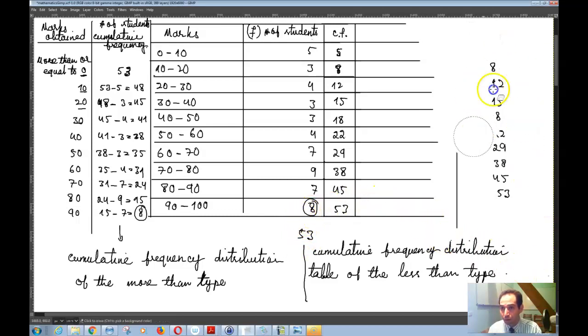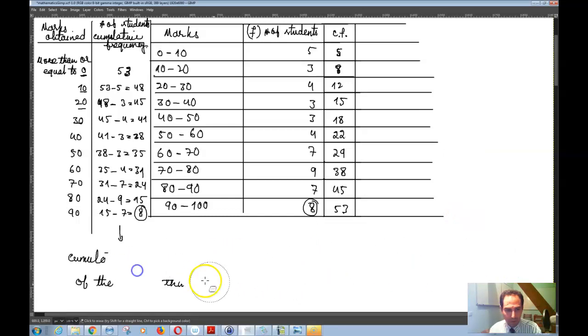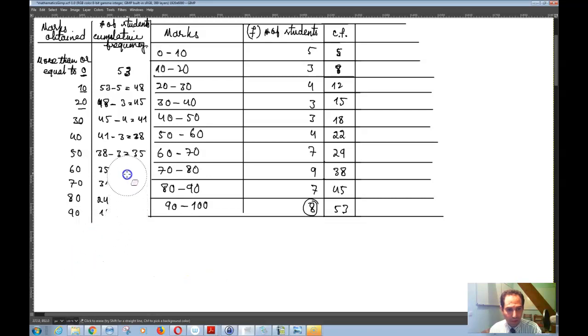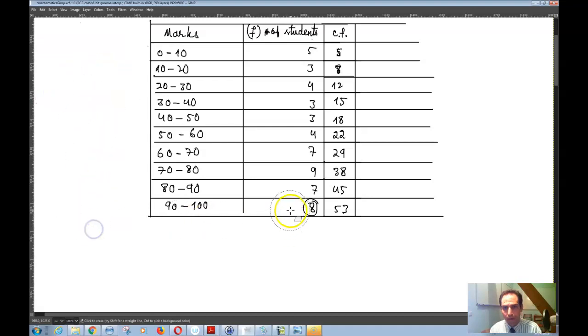And so now we can erase all of these. Right, we can erase this one and also this one. And now we have this table that basically contains our marks, the number of the students, or the frequency, and the cumulative frequency.